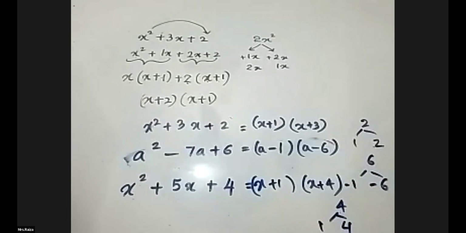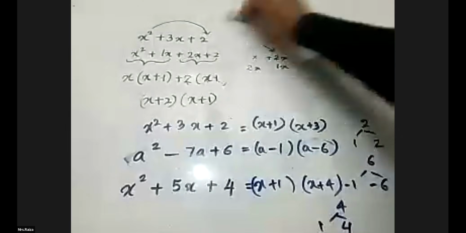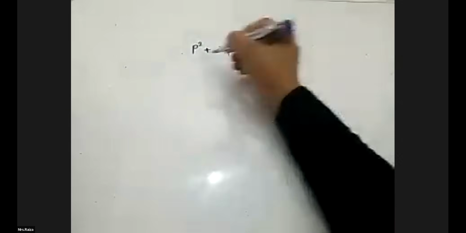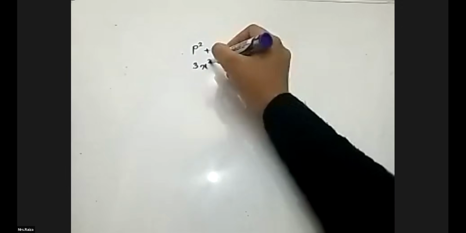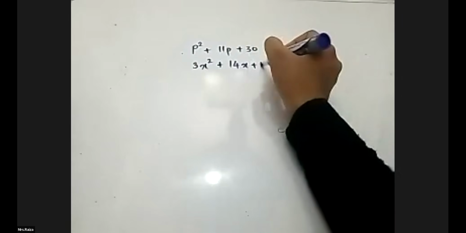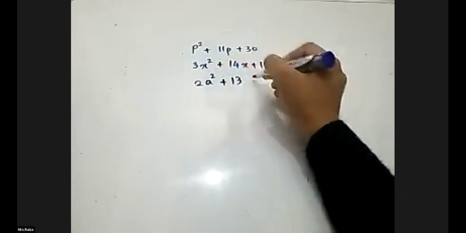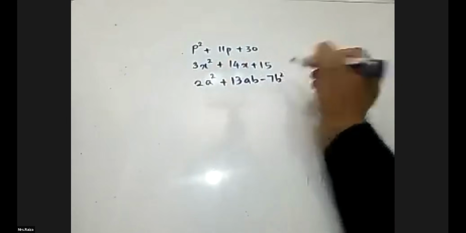Okay, we'll do a question now related to LCM with trinomial quadratic expressions. Look at the board. I'm going to discuss this. Listen carefully. P squared plus 11p plus 30. This is one term. Then 3x squared plus 14x plus 15, another trinomial quadratic expression. And 2a squared plus 13ab minus 7b squared.